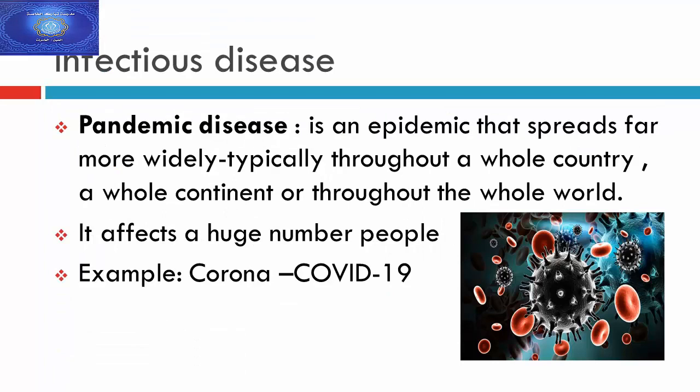So another terminology is pandemic disease. A pandemic is a kind of epidemic. That means it spreads vigorously from one place to another, far more widely. That means it spreads globally. Nowadays, you know, COVID just started in China, but after that it was transferred from one place to another within no time. So WHO declared it a pandemic disease. The whole continent or the whole world is affected. Such infections are known as pandemic disease. It affects a huge number of people, many countries, a whole continent, or the whole world. So an example is corona or COVID-19.